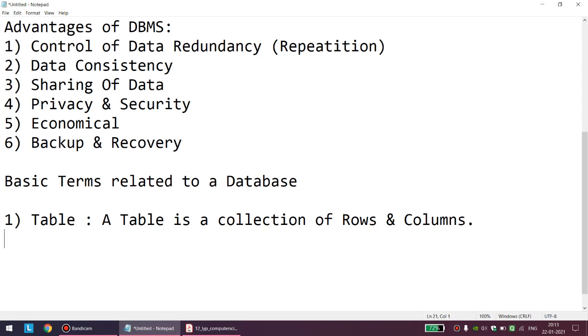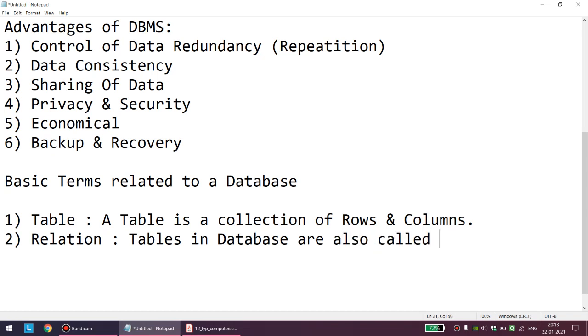But students, many times these tables, rows and columns are spoken by some other names in the language of database. So I am going to speak about those here. We have a name, relation. Tables in a database are also called relations.